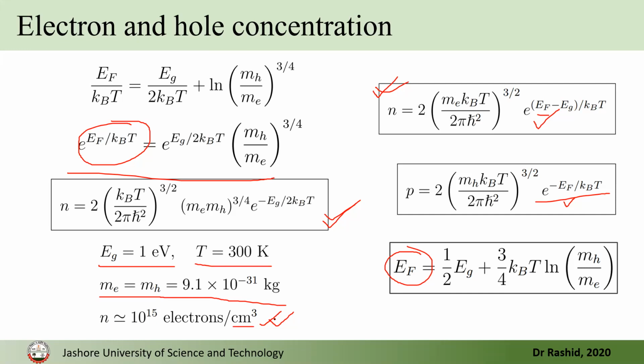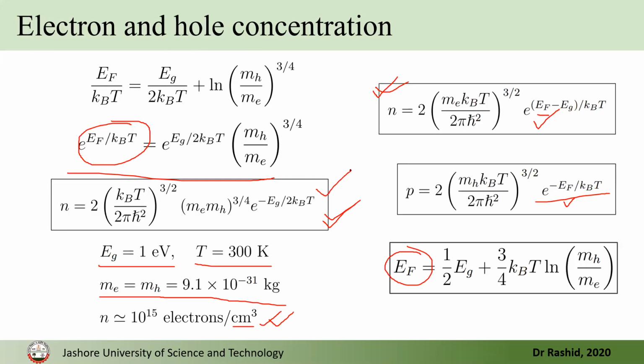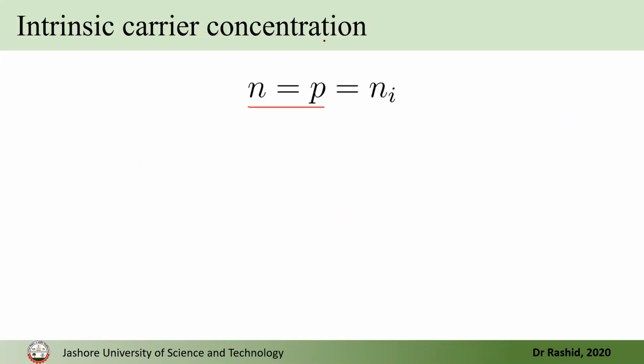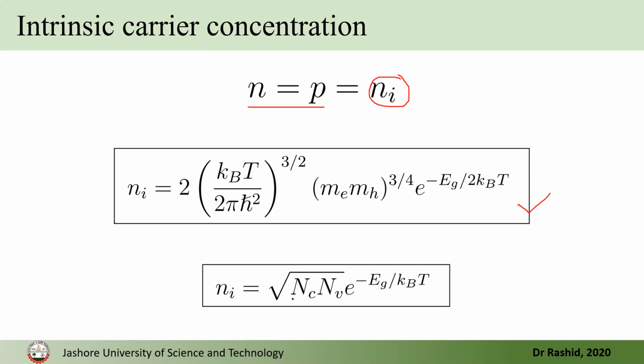So this is the same for hole also. Since we know that N should be equal to P and that should be equal to this one, we sometimes call it intrinsic carrier concentration and write it as N subscript i. So Ni is like this one, and with the effective density of states, it can also be written like this. So this is called the intrinsic carrier concentration. Remember, this we derived for the intrinsic semiconductor where there is no doping.